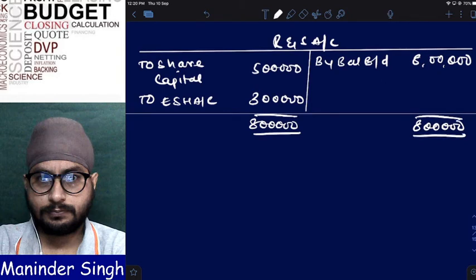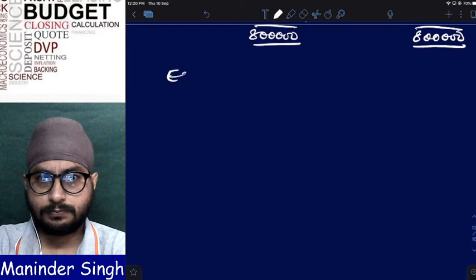Next. Now, should I prepare equity shareholders account or not? Finally, the last account to be prepared. Equity shareholders account.